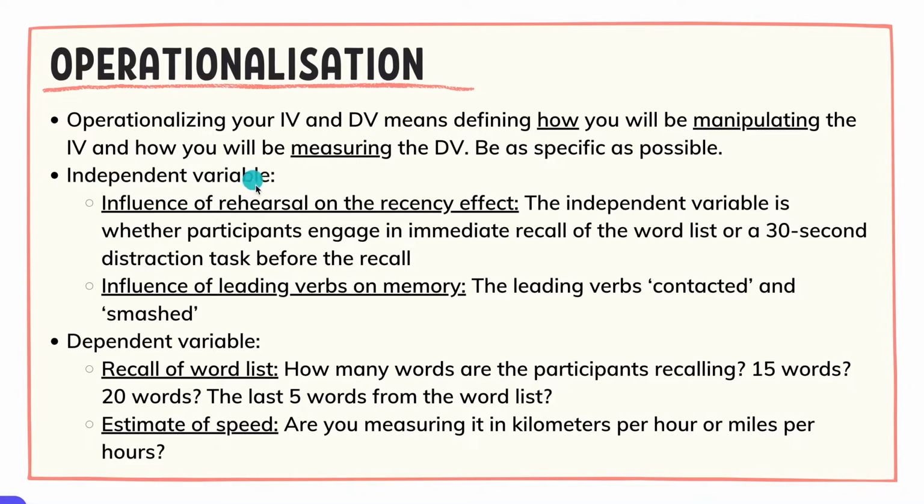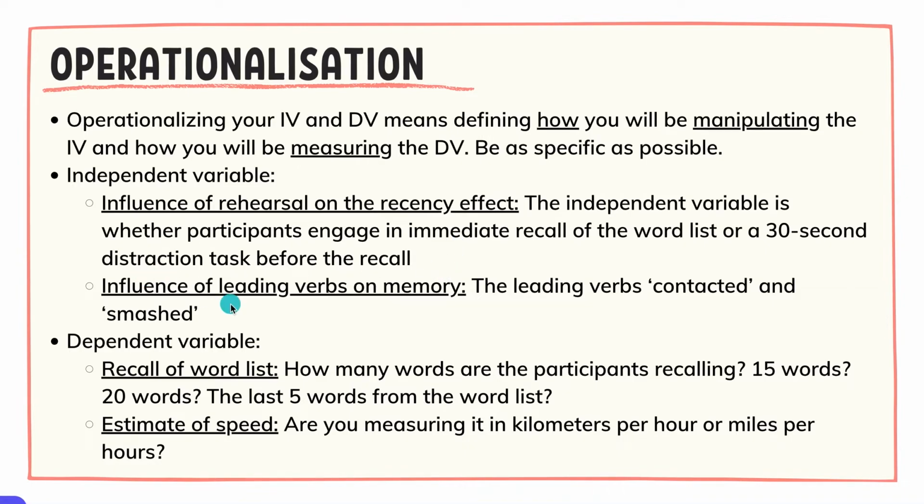Okay, so with the independent variable, you're obviously, as researchers, manipulating the independent variable. As recommended, having two conditions is better because that makes it easy for you to statistically analyze your data later on. So if the aim of your research is to investigate the influence of rehearsal on the recency effect, you can state the IV as being whether participants engage in the immediate recall of the word list or a 30-second distraction task before the recall. So you're basically stating what your two conditions are through your independent variable.